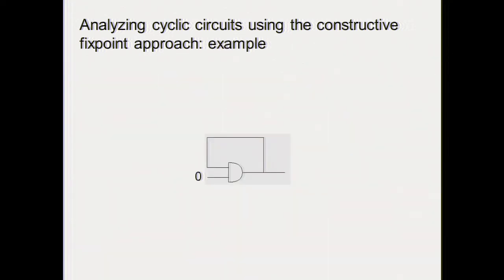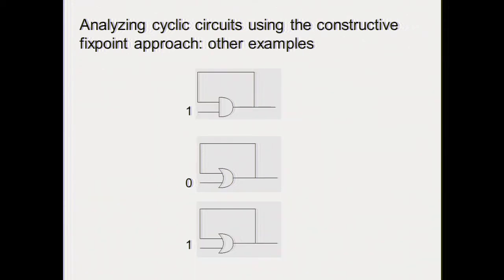Okay. So analyzing circuits using the constructive fixed point. So take this. 0 and something, the output is always 0, right? Then 0 and 0 is 0, so this is okay, right? My constructive approach will tell me that the fixed point exists. Bingo. Fixed point reached.